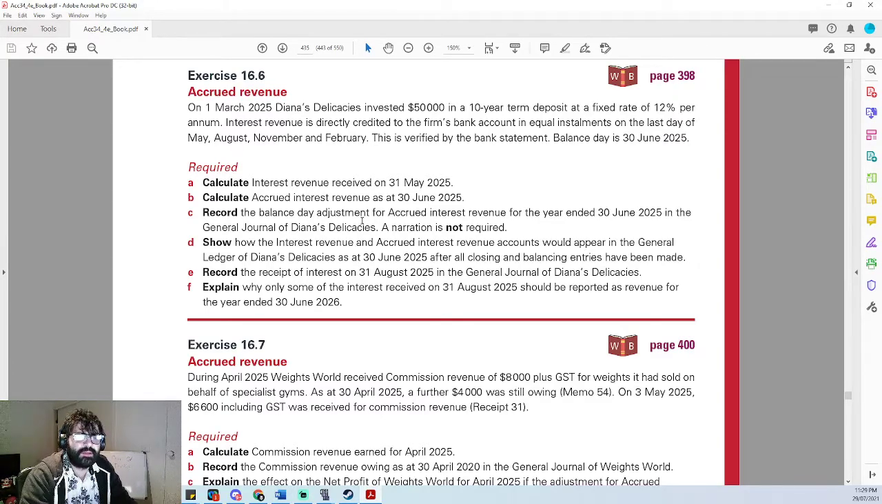Now, in the income statement, interest revenue would go at the bottom. It would go in the other revenues column after you've done all the adjustments for gross profit.